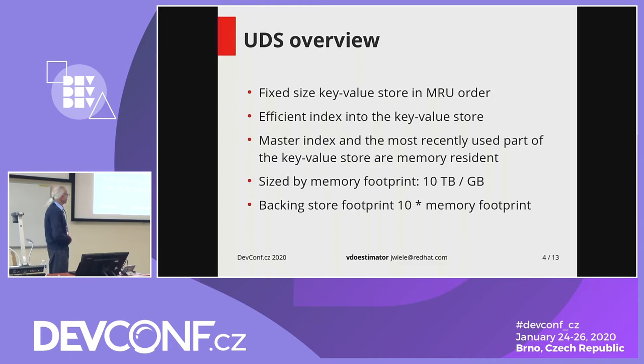And so what's in that index? At heart, the UDS index is a fixed size key value store where the keys are the block signatures that were computed for the data blocks, and the values are hints to the block map for where to find the block on the underlying storage. And it also has an extremely efficient index into the key value store, and that's the real secret. That's the magic of it.